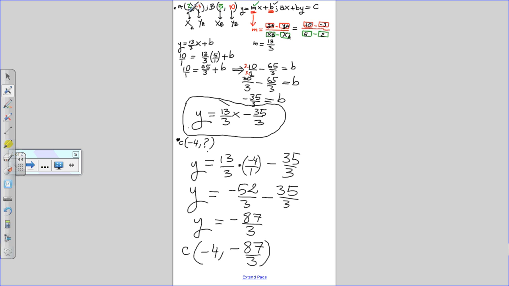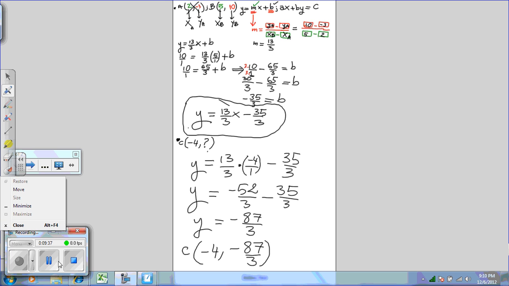So when x equals negative 4, y must be equal to negative 87 thirds for this point C to satisfy the equation, and then the point C will be on the line with an equation of 13 thirds x minus 35 thirds. Okay, so we can say the C now has a coordinate of negative 4 and negative 87 over 3.